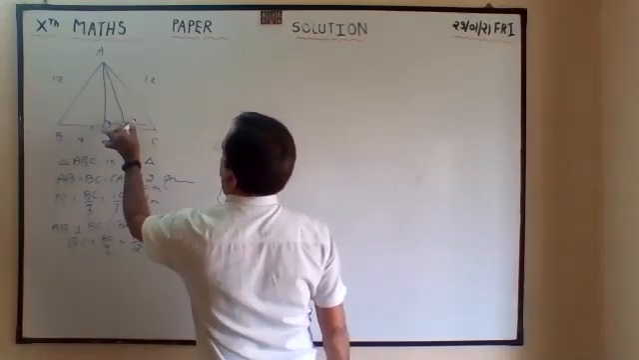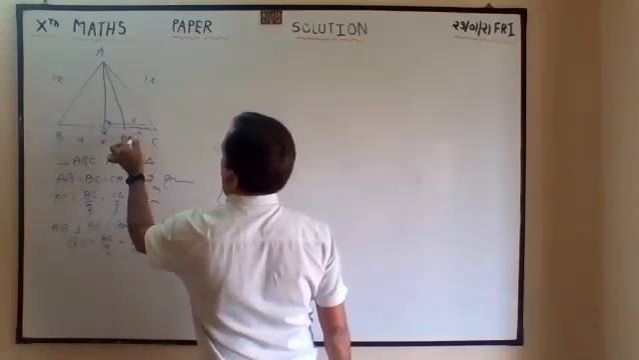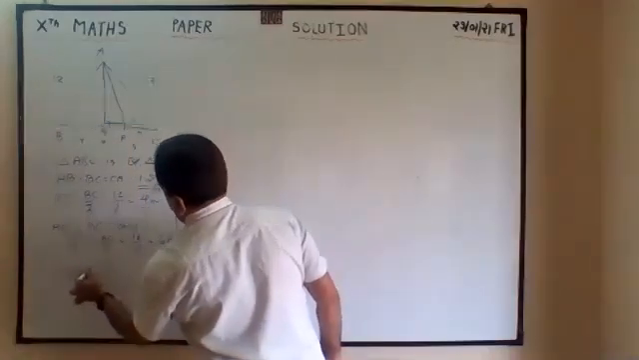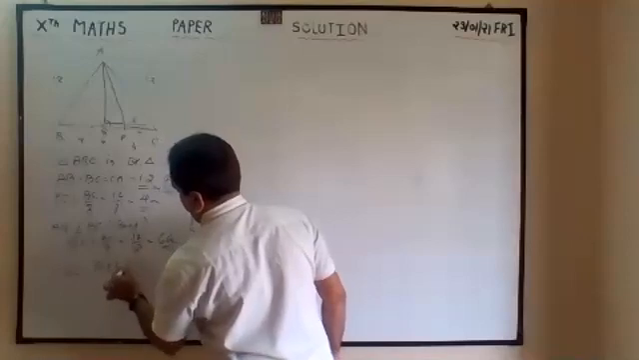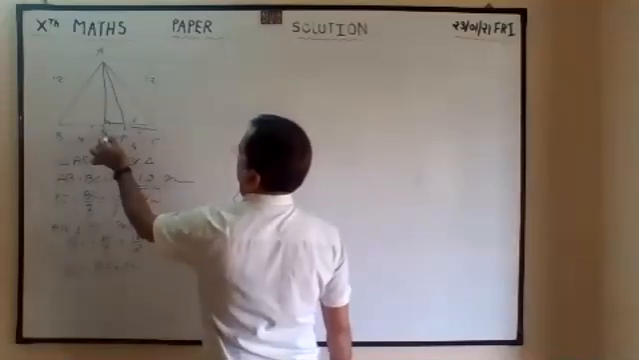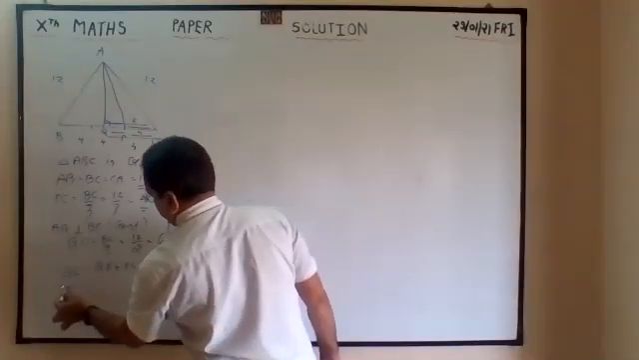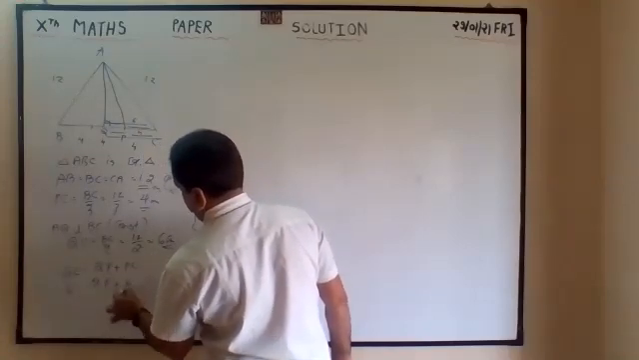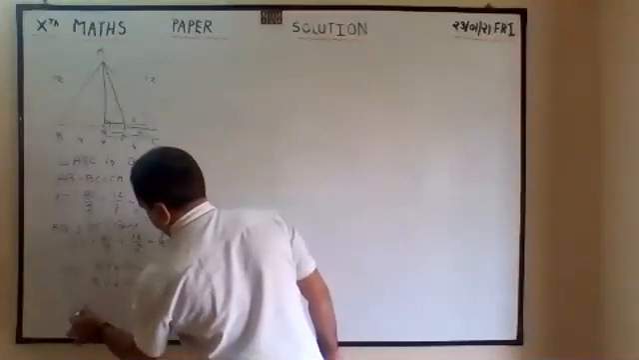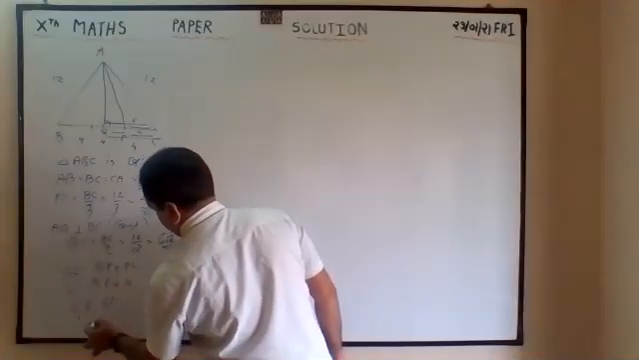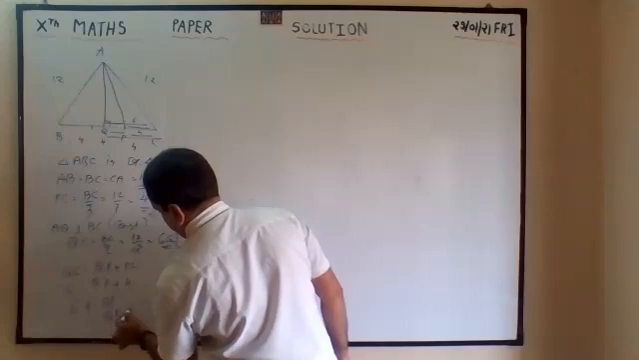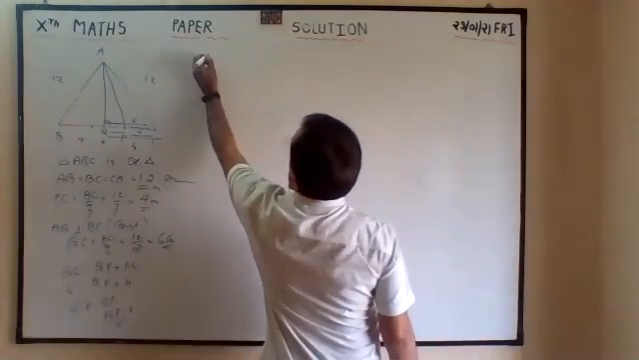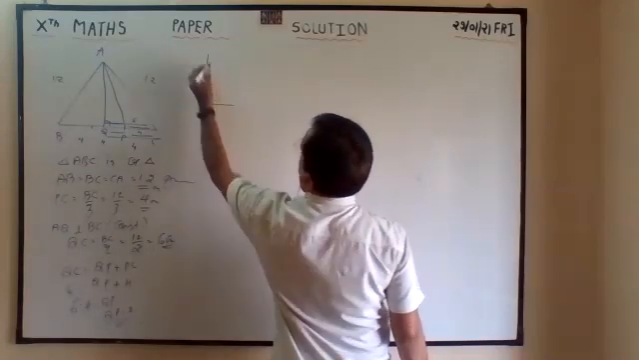So this much is 6, this much is 4. So this will be what? QC is equal to QP plus PC. This is equal to this plus this. We know this. We don't know this. We know this. So 6 minus 4 is equal to QP. So QP is equal to 2. Now we are finding this.